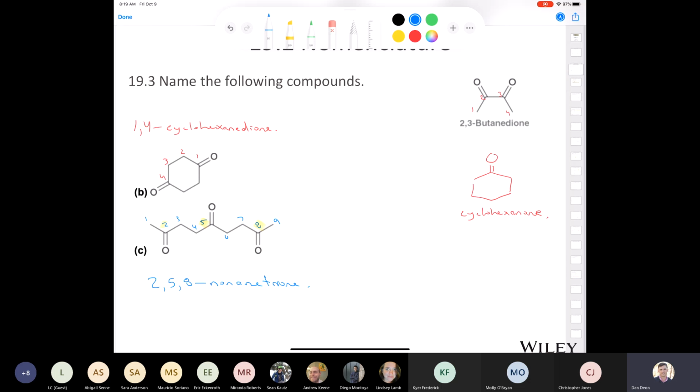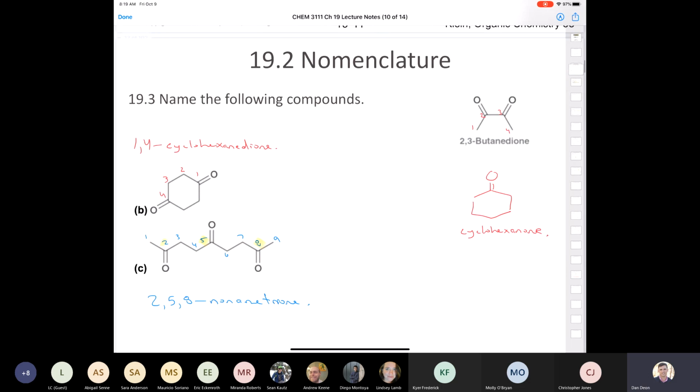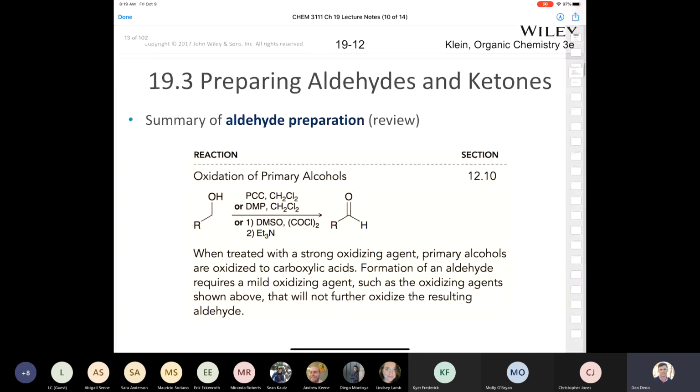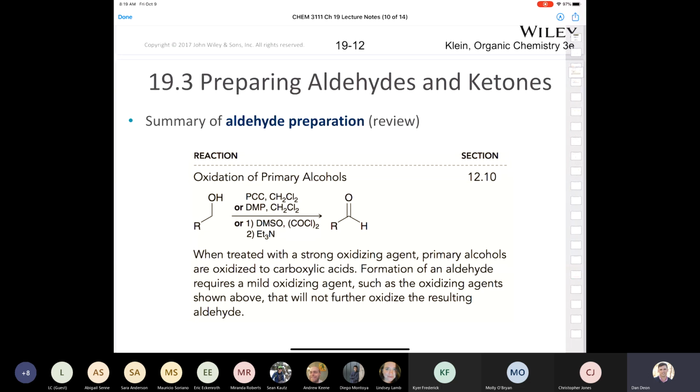Okay, that covers nomenclature for aldehydes and ketones. The best way to master nomenclature is to simply practice as much as possible. Now we're going to switch gears and get into synthesis. If you've been paying attention, which I know you have, throughout the year and throughout the semester, you probably noticed that we've looked at several reactions in Organic Chemistry 1 and 2 that dealt with the synthesis of both aldehydes and ketones. We're going to review those reactions quickly right now. And in the slides, I also have a reference to where you can find more information about these reactions if you need to review them.